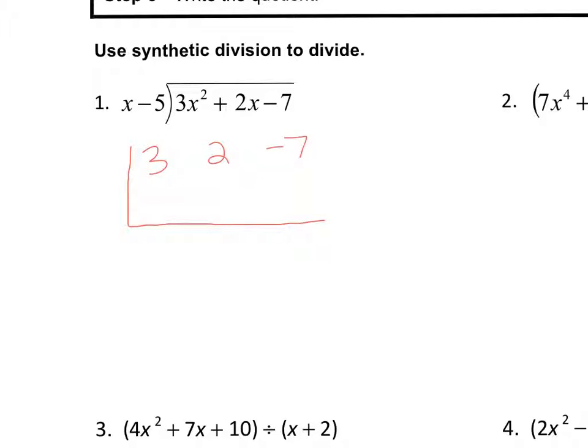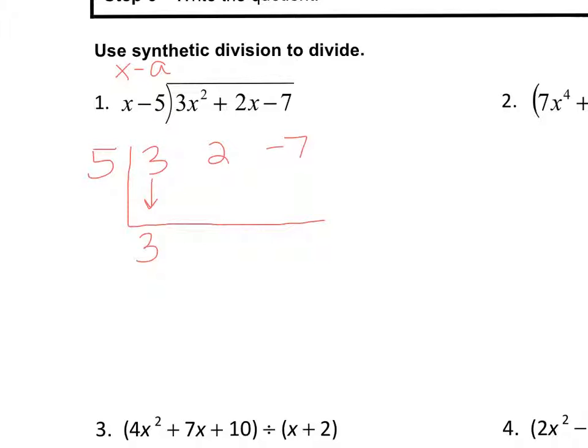Okay, and then on the outside, I am going to take the value of 5, not negative 5, but positive 5, and put it on the outside. The reason for that is when we look at the format of synthetic division, it's in the form of x minus a. So I only want to grab the a, which is positive 5. So first step here, we are going to just bring down the number 3.